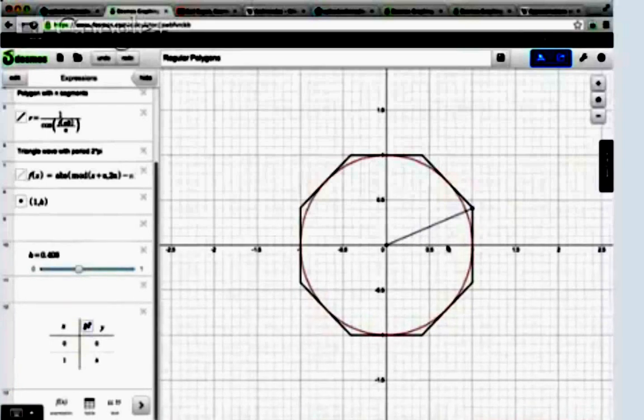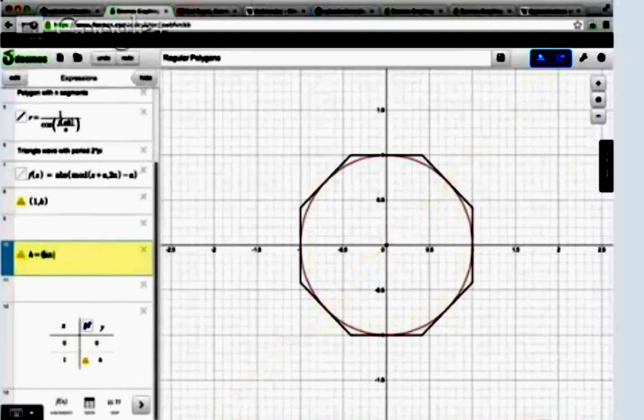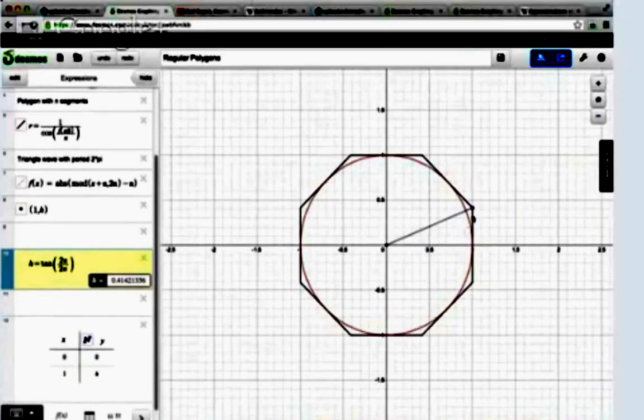So the ratio of the height of this triangle to its base should be the tangent of some angle. And that angle is going to be the angle in the whole circle, which is 2 pi, divided by twice the number of segments, since this is half a segment length. So if we say that h equals tan of 2 pi divided by 2n, then we see that h falls right on the edge of our polygon. And let's go ahead and get rid of those factors of 2.